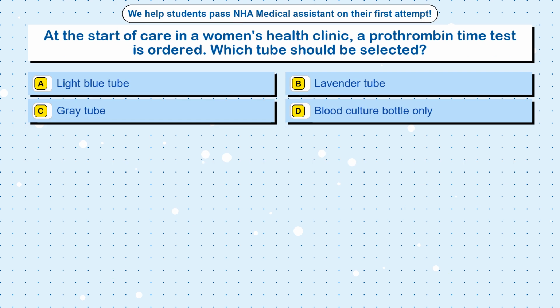Question 56. At the start of care in a women's health clinic, a prothrombin time test is ordered. Which tube should be selected? Option A. Light blue tube. Option B. Lavender tube. Option C. Gray tube. Option D. A blood culture bottle only.